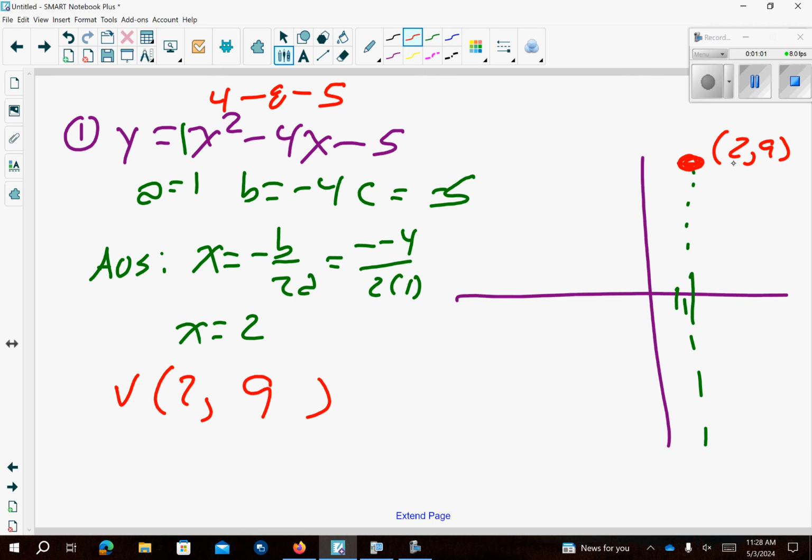So that's going to be 2 comma 9, which is going to be way up here. All right, did I do that right? Let's see. Oh, that should have been a -9. Sorry about that. -9 is down here. So it's 2 comma -9. I made a mistake.